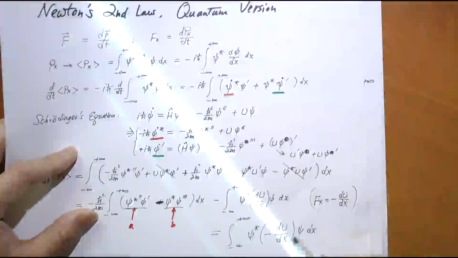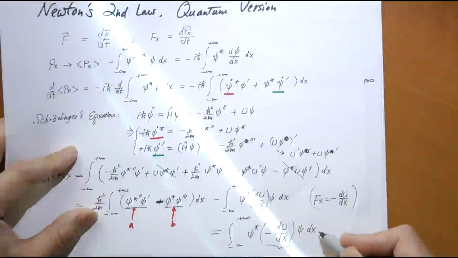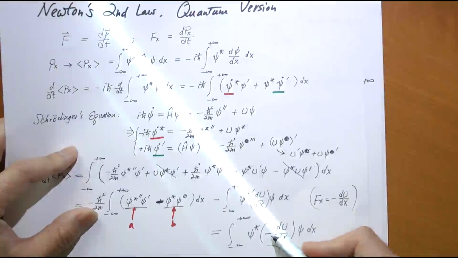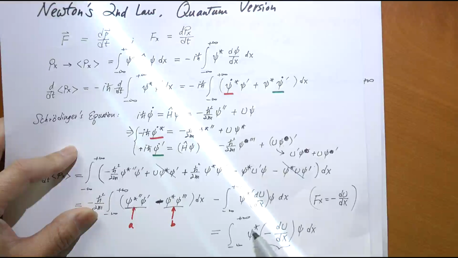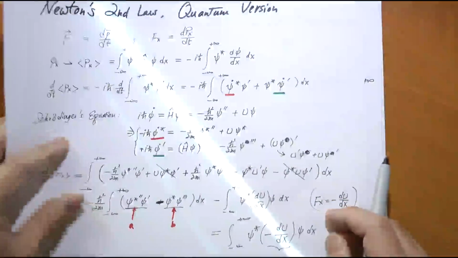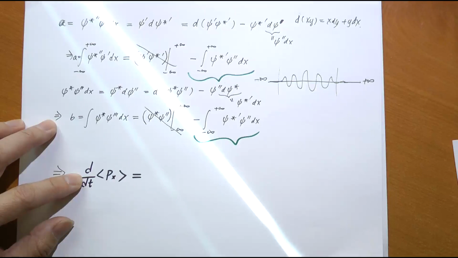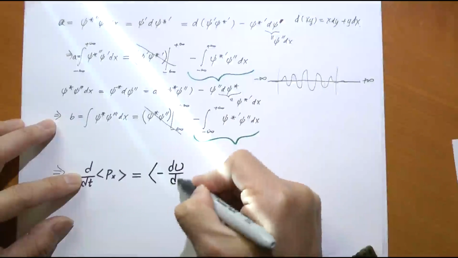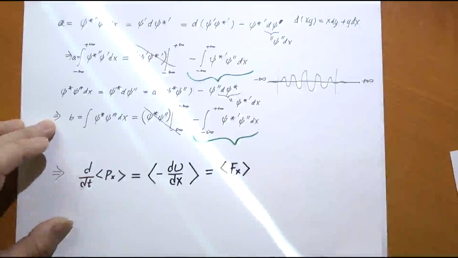Now, what we're doing here is this integral of psi star and then this thing here and then psi dx. So what is this by definition? This is the expectation value of the operator negative dU dx. Right? Because when you calculate the expectation value, you take psi star times the operator times psi. The operator in question is negative dU dx. So therefore, we learned that d dt of the expectation value of px actually equals the expectation value of this operator, negative dU dx, which is the expectation value of the force along the x direction.